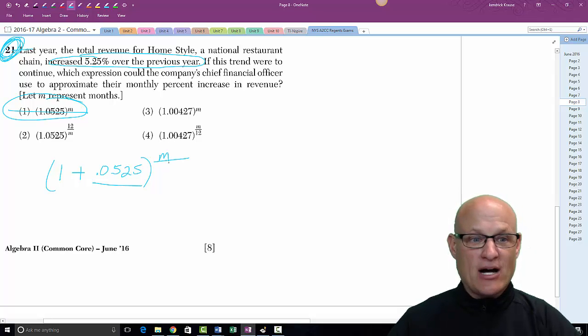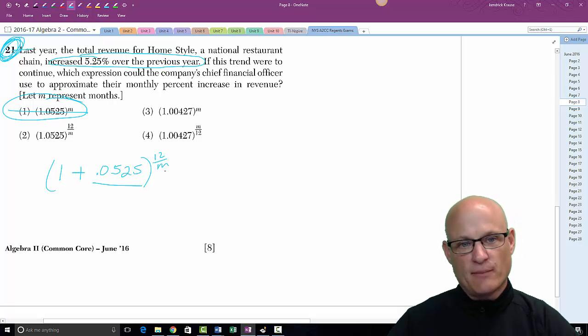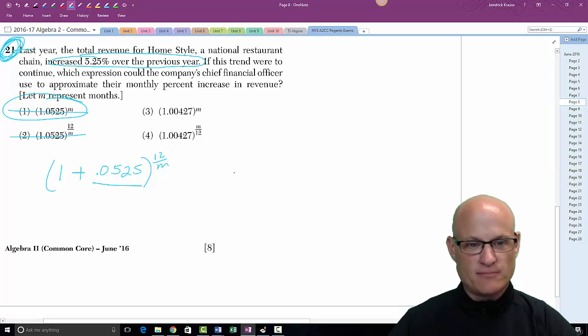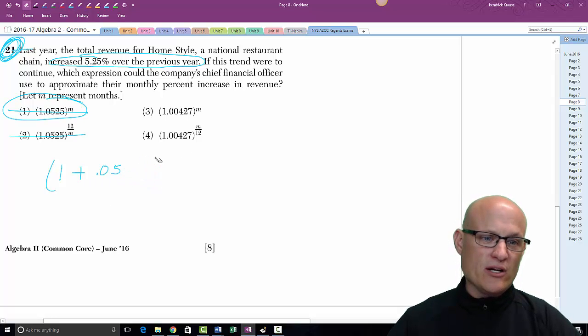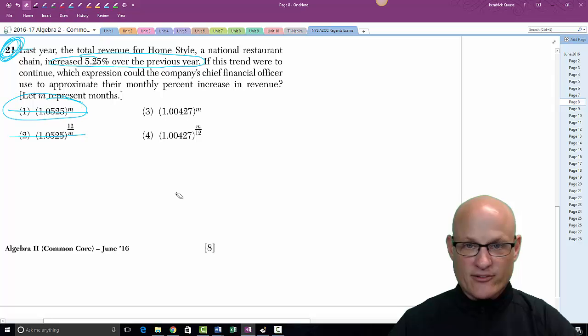They said something about months. So maybe I divide by, maybe, oh yeah, wait, maybe it's not m, it's 12 over m because it's 12 months, 12 over m. And you pick that one. No, you'd be wrong. So where in the heck do these answers come from?